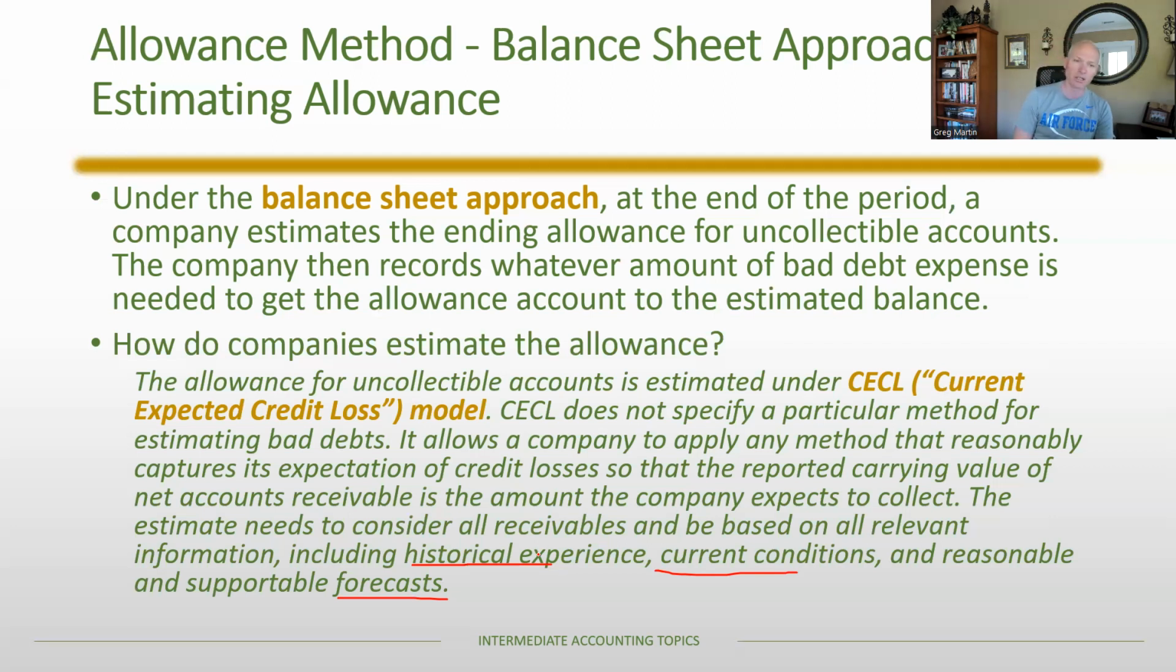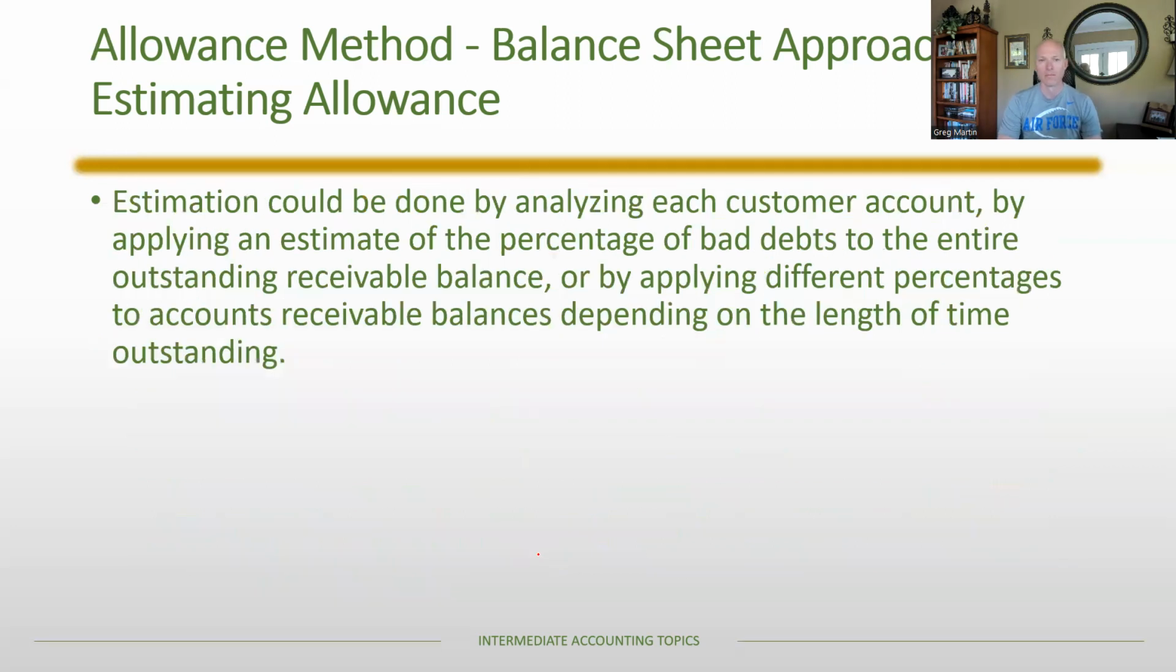That current expected credit loss model doesn't specify exactly how you need to do it. It just says that you have to use all the relevant information in order to develop an expectation. And once you have that expectation, then you press forward with that. So how could you do this? Well, you could look at every single customer account, or you could look at aggregations. There are lots of different ways you could do it. Again, there's no specific way, and every company has their own way of doing it. But basically, you need a method that is reasonable, that is repeatable, and that makes sense historically and given current conditions.